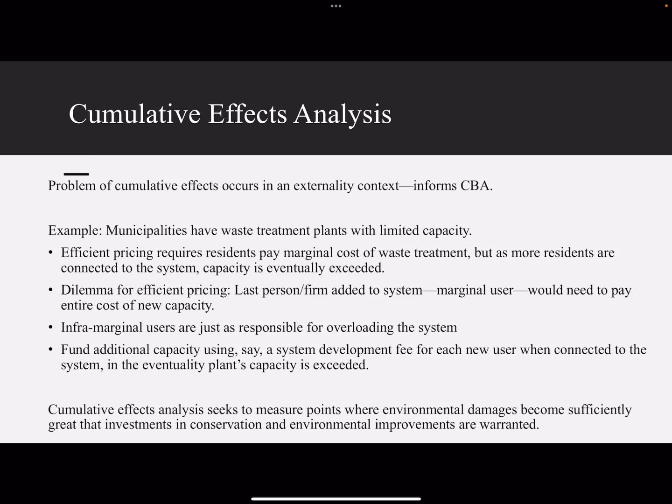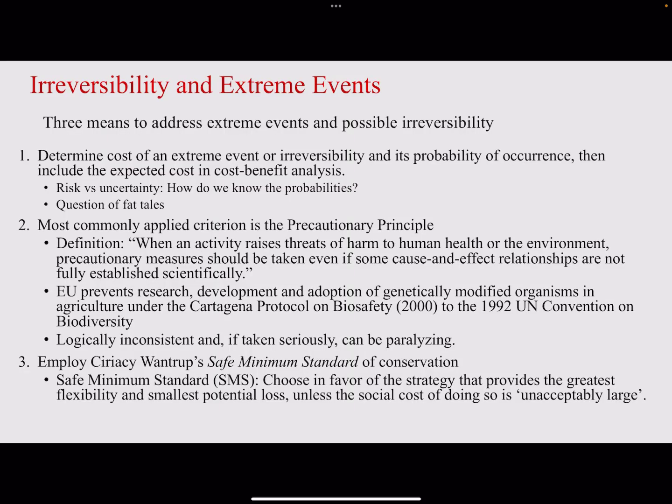Cumulative effects analysis seeks to measure points where environmental damages become sufficiently great that investments in conservation and environmental improvements are warranted. And then finally, we come to irreversibility and extreme events. There are three means to address extreme events and possible irreversibility. First, to determine the cost of an extreme event or irreversibility and figure out its probability of occurrence. Then we include the expected cost in the cost-benefit analysis.